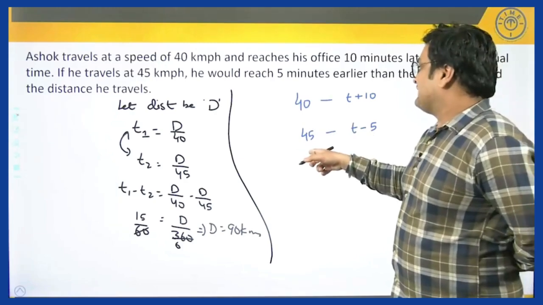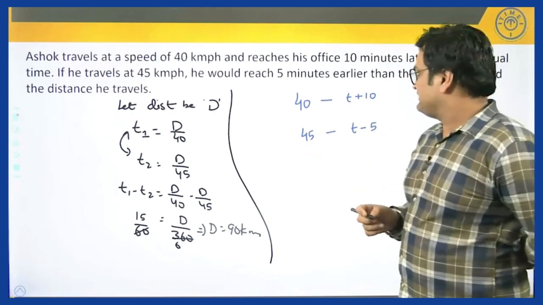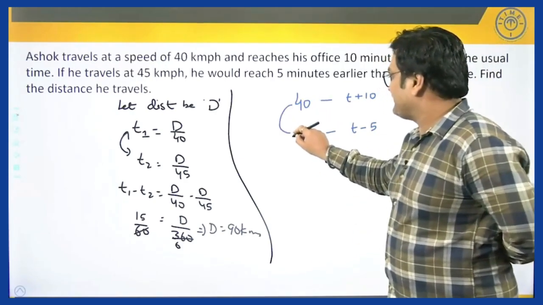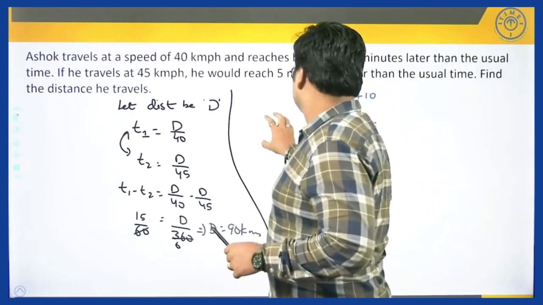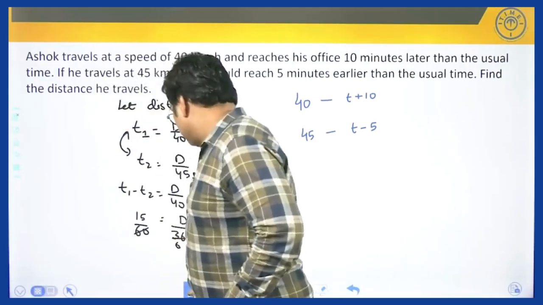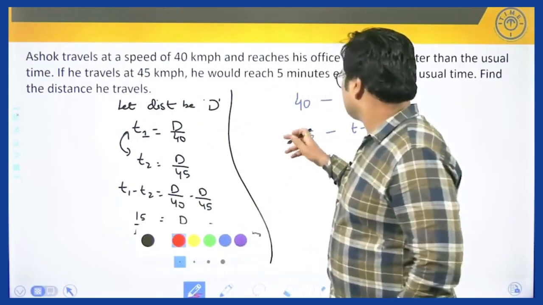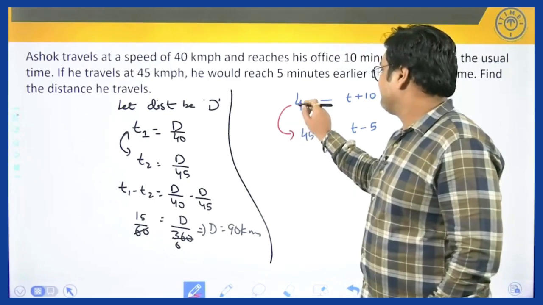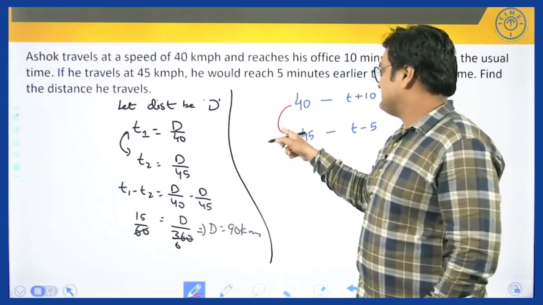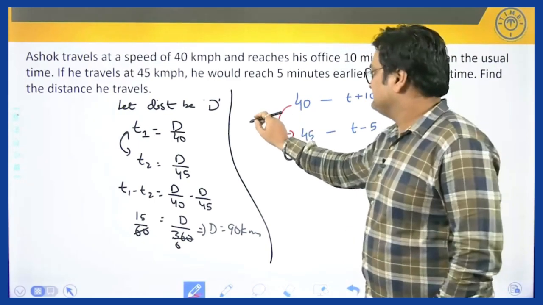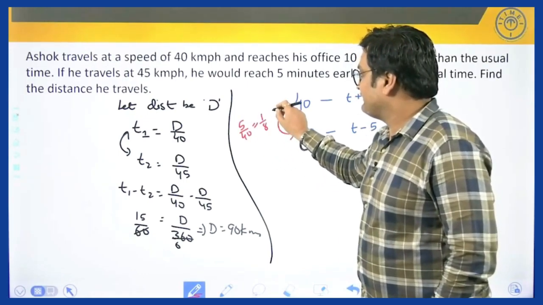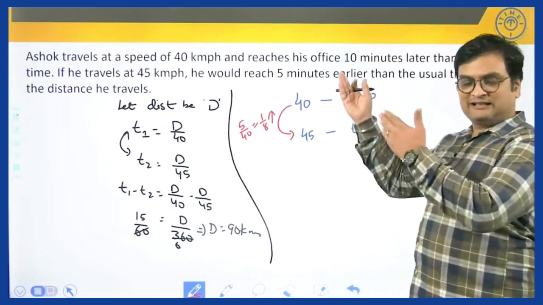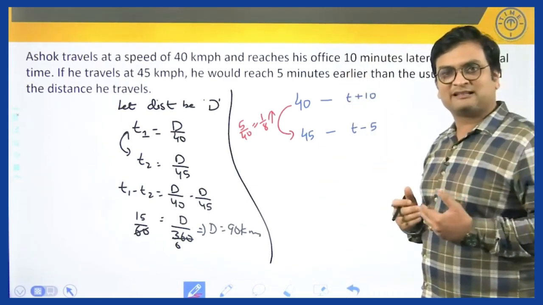So this is the speed factor, this is the time factor, the variable. So what is happening to speed? Please notice, speed is increasing. By how much is it increasing? It is increasing by 5 units on 40, which is nothing but a 1 by 8 increase. And we know in this case he is travelling the same distance in both the cases.